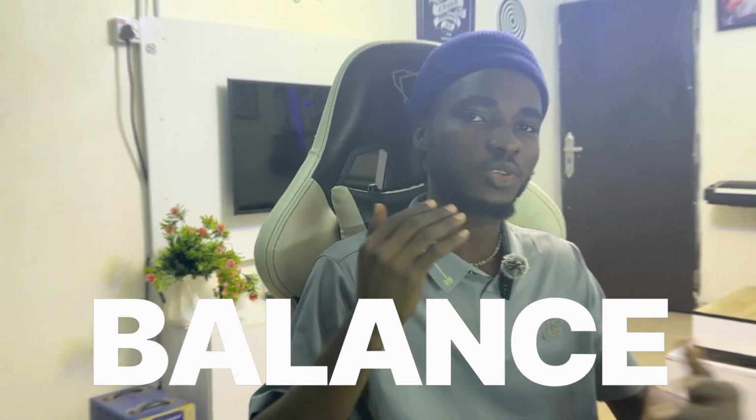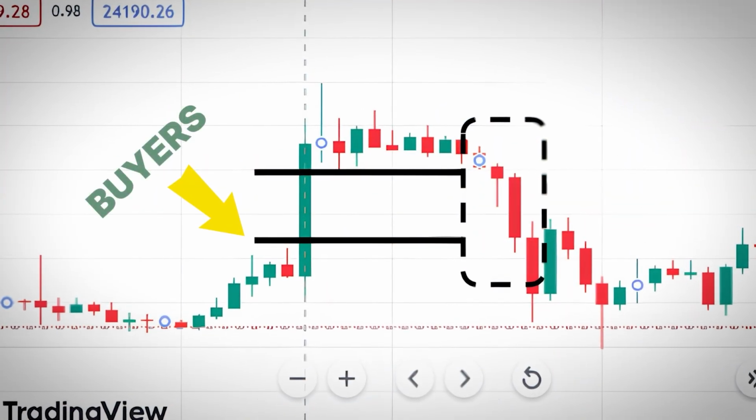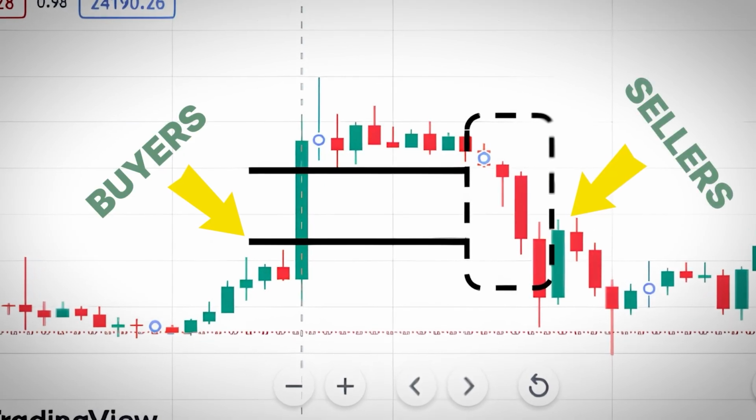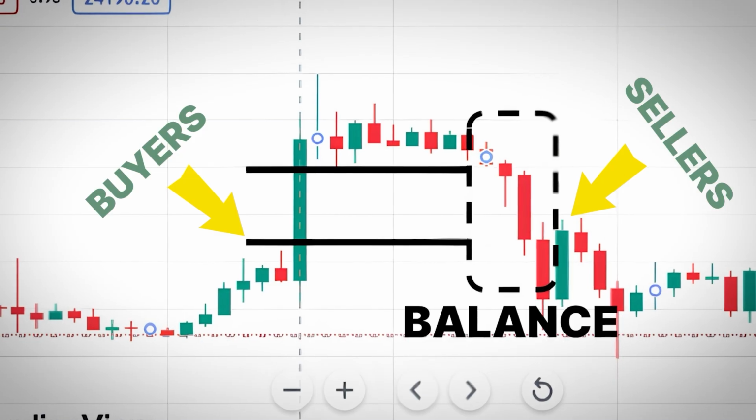There is a concept called balance. So the market seeks to create balance between the buyers and the sellers. What this means is, when the buyers are taking over, that's when you are seeing impulsive moves. The market always makes sure the sellers are given an opportunity to also do something in the market, and that's why you see a retracement.